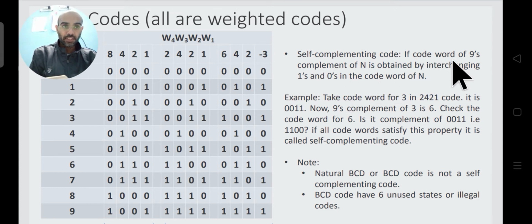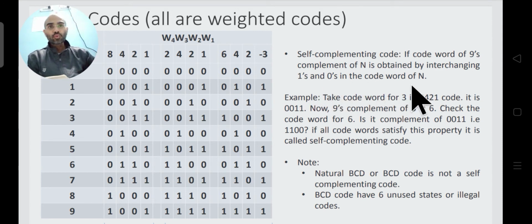So this is what is written here. If code word of 9's complement of n, so my n is, let's say, 3. If I take the 9's complement of 3, it will be 6. So 9's complement is 9 minus 3, so it is 6. It is written: the code word of 9's complement of n is obtained by interchanging ones and zeros in the code word of n.